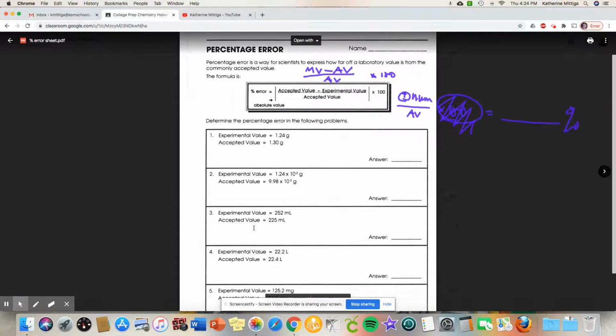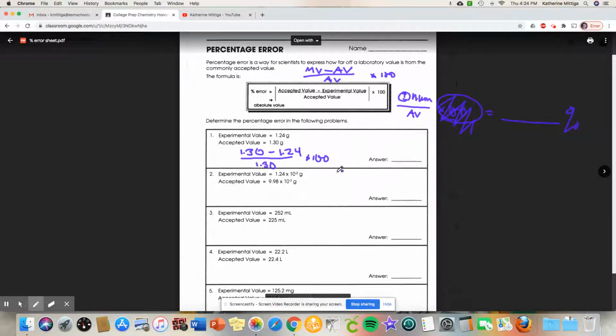For the first one, we have two values. In the lab, a student measured 1.24 grams, probably using a triple beam balance or maybe an electronic balance. But the accepted value was 1.30 grams. First we need to find the difference. So I'm going to say 1.30, and again, I apologize for this mouse. It is not great. Find that difference, divide it by the accepted, always the accepted, times 100.